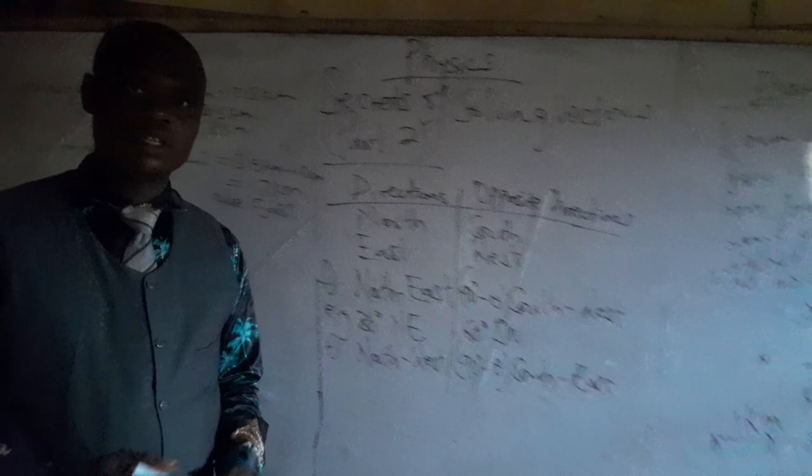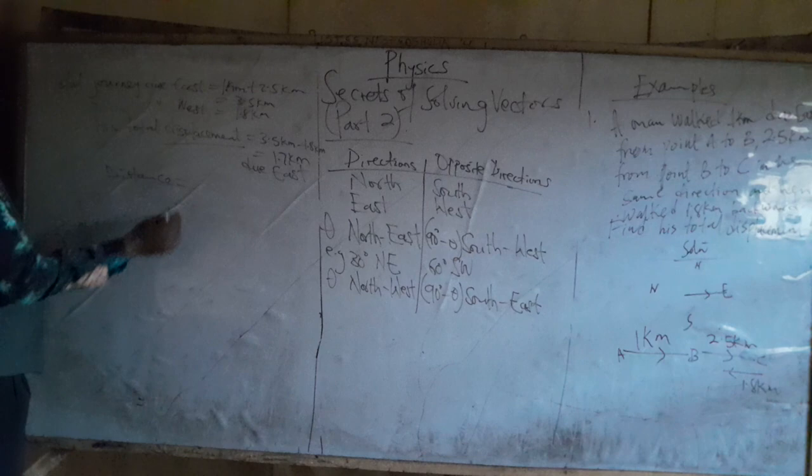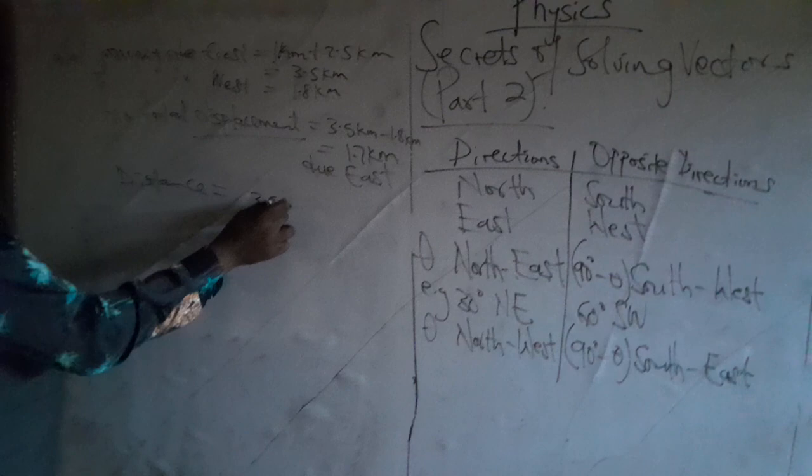Remember, displacement is a vector, but it's distance. In case you have to find distance, distance is always by addition. You don't take the direction of it. So in answer, distance, you just add everything. That is 3.5 kilometers plus 1.8 kilometers, which gives you 5.3 kilometers.